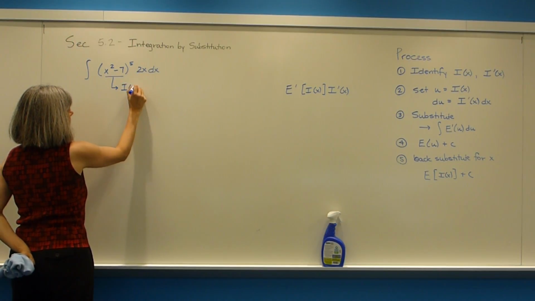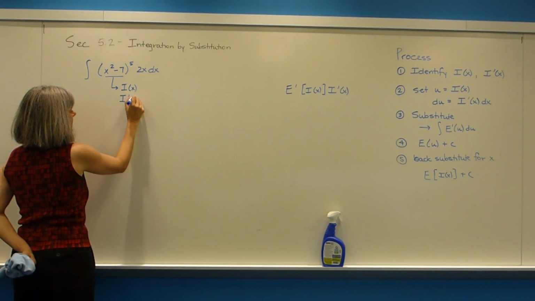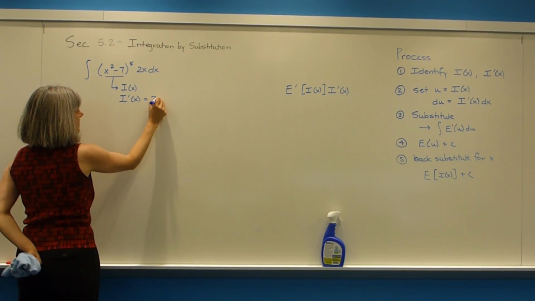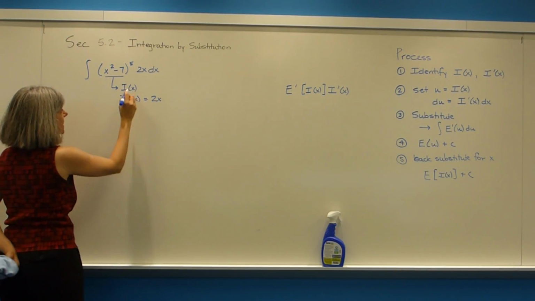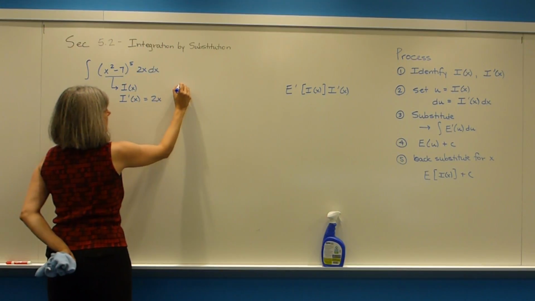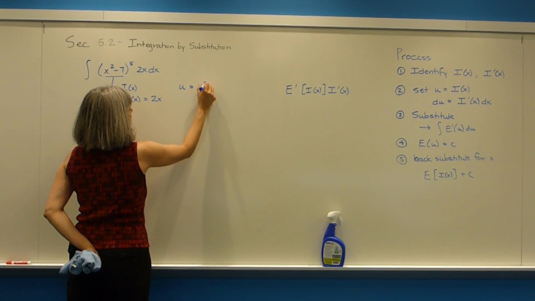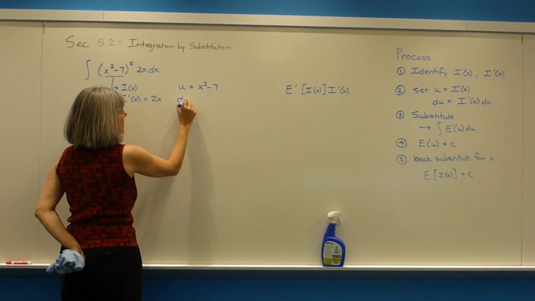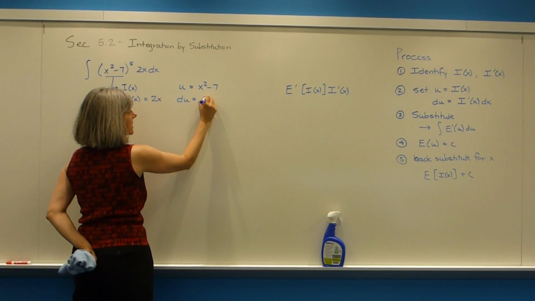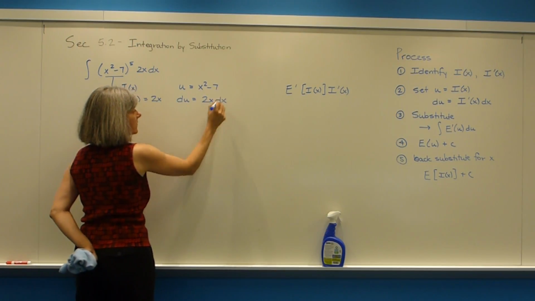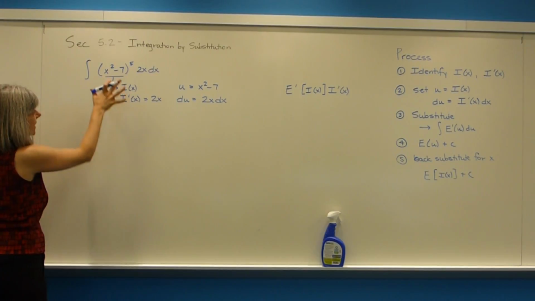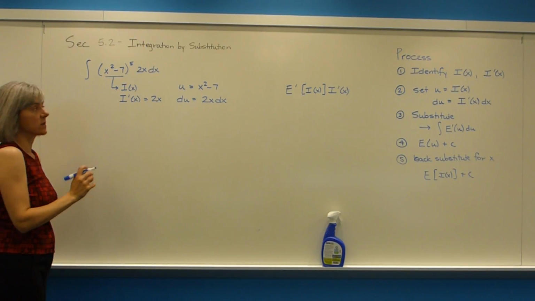Inside function. So that means its derivative is 2x. Okay, so we're going to set this equal to u. So u will equal x squared minus 7. Du will be this 2x dx. Okay, so now we need to go back up here and substitute in pieces.